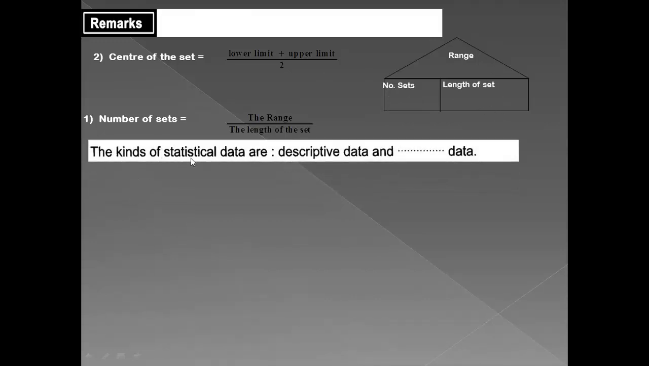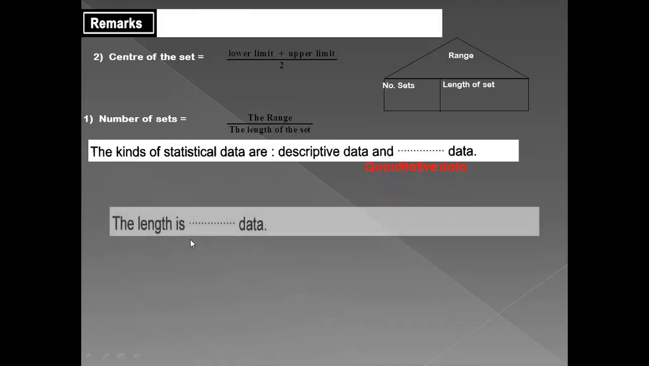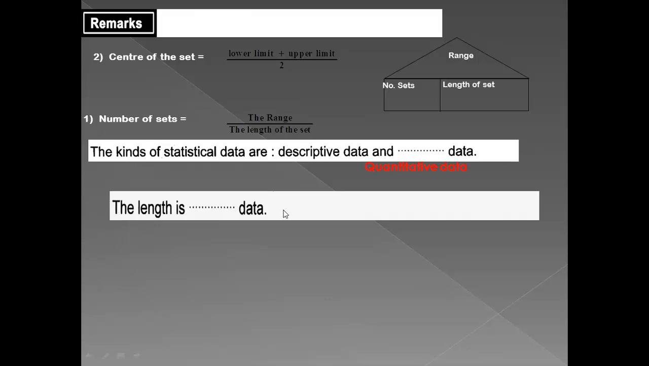Complete, primary six: the kinds of statistical data are descriptive data and quantitative data. I give you 30 seconds to find the answer for this question. Bravo. Quantitative data. Thank you. The length is what data? 30 seconds.